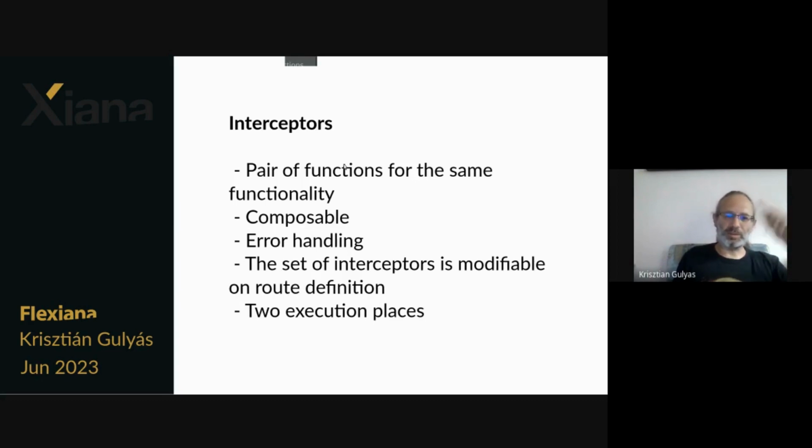And one more thing to add here: we have two sets of interceptors with two different execution places for different cases. One set of interceptors is running around the routing and matching, and the second one is executed around our action. I don't need to explain the second one, but the first one maybe should be explained a bit more.